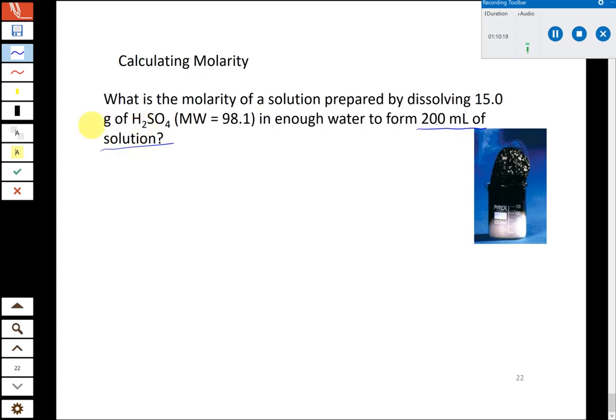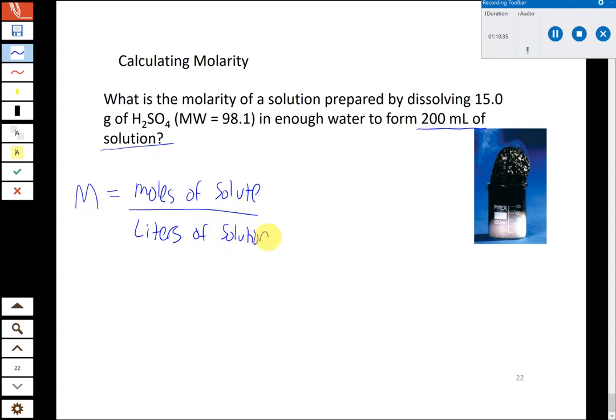All right, so for calculating molarity, the two things we need are moles of solute and liters of solution. And again, keep in mind that the denominator in this always has to be in liters. So that's the unit that we need for the denominator. And so let's just get these two quantities.